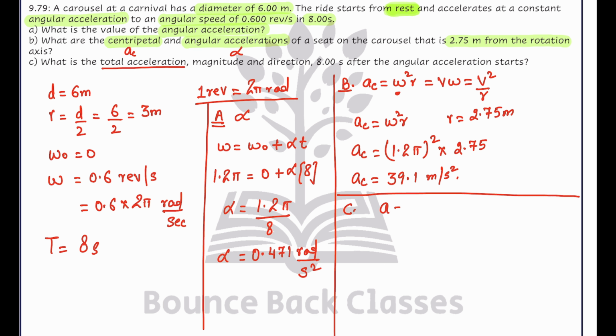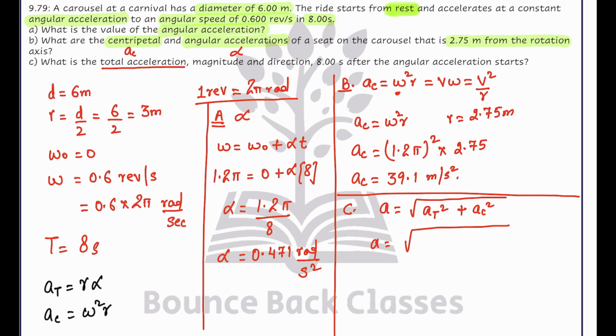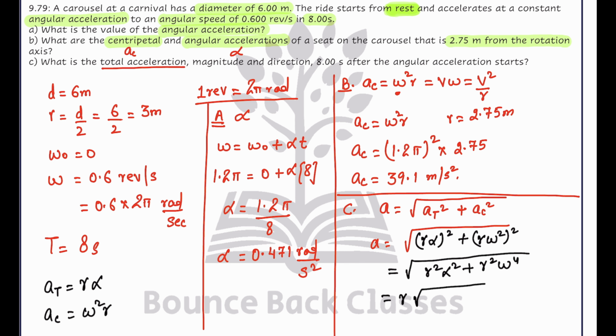What is the total acceleration? A is equal to root of AT square plus AC square. We know the formulas. A is equal to root of, what is AT? I'll just write it here for you. Tangential acceleration is equal to R times alpha. What is AC? Omega square R. Place the values: R alpha squared plus R omega squared, whole squared. Bring the R outside. First solve this: R square alpha square plus R square omega raised to power 4. Bring R outside: alpha square plus omega raised to power 4.